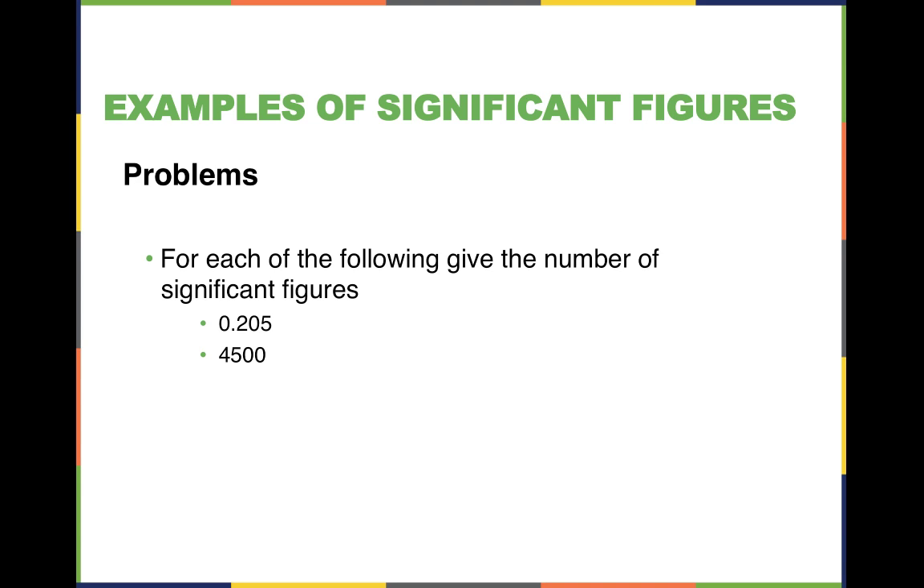This is very similar to what I showed you as an example. These 2 zeros are at the end of a number without a decimal, so they're not significant. These 2 zeros are placeholders, so they're not significant. So there's 2 significant figures in this number. The answer here is 5. The 0 is between 2 non-zero numbers, and so it is significant. So there are 5 significant figures in this number.